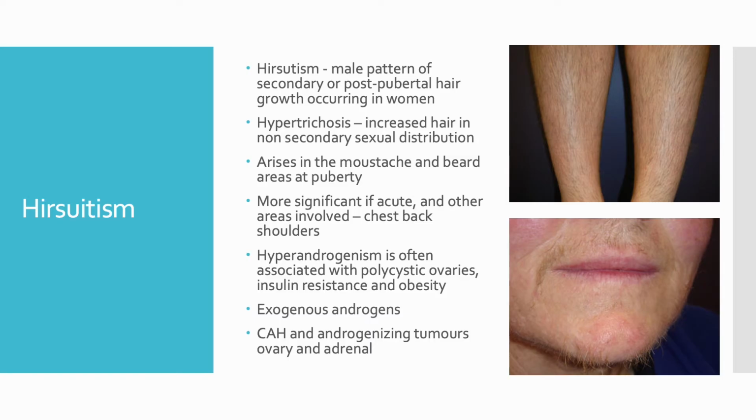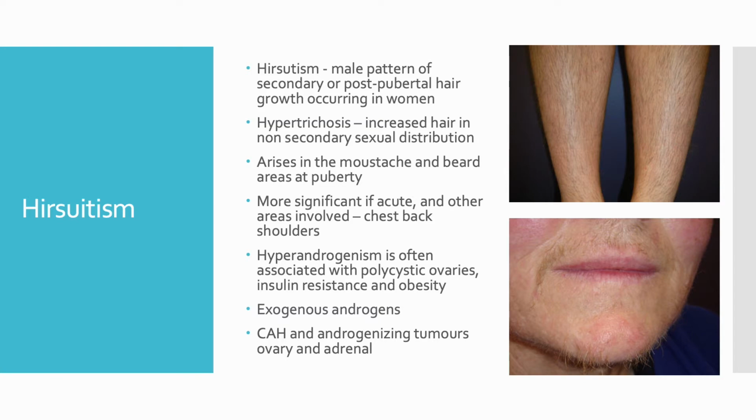Hirsutism is defined as a male pattern of secondary or post-pubertal hair occurring in women, so the development of terminal hair in a male secondary sexual distribution, in contrast to hypertrichosis, which is an increase in the amount of terminal hair in a non-secondary sexual distribution. So only women will develop hirsutism, but both men and women can develop hypertrichosis.